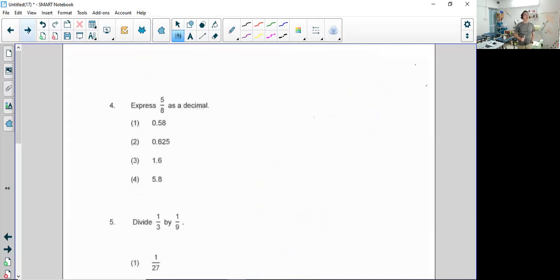And what do we have? Express 5/8 as a decimal. Is there a shortcut over here? Yes, there's a shortcut, because if you don't know the shortcut, you will have to do the dividing, 5 divided by 8, which takes a long time.